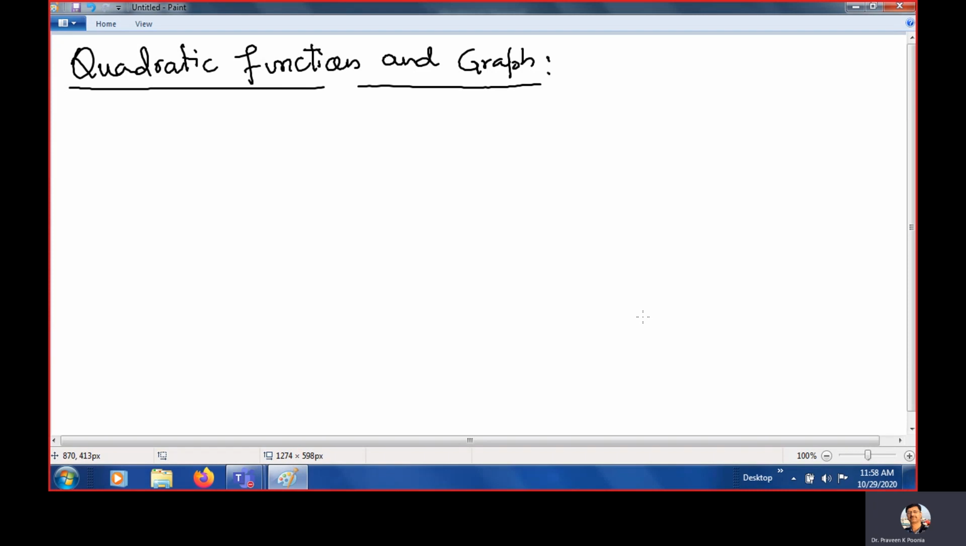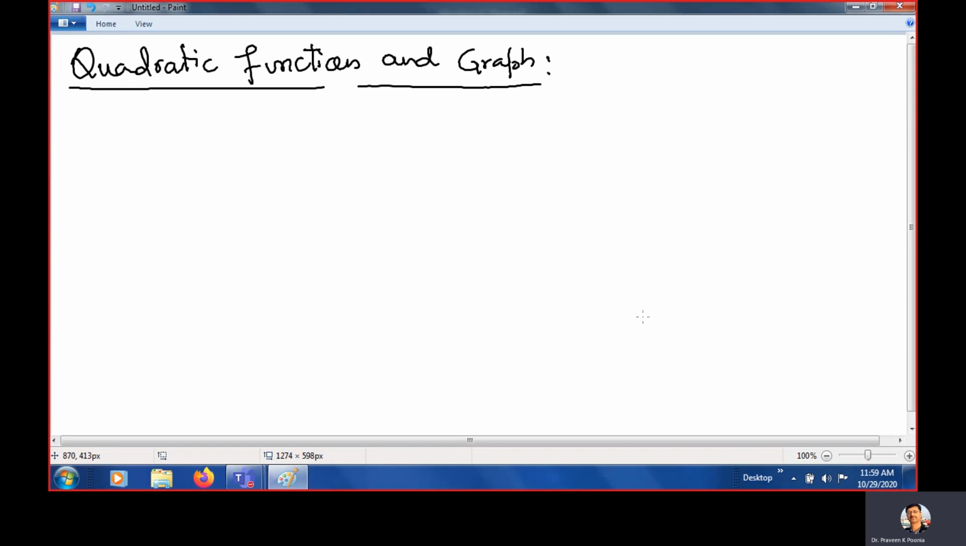First, we will learn what a quadratic function is. Then we will learn a little about graphs of quadratic functions. Then there are 6-7 properties of quadratic functions, and we will learn all of those. In the next lecture, we will try to solve questions based on quadratic functions.